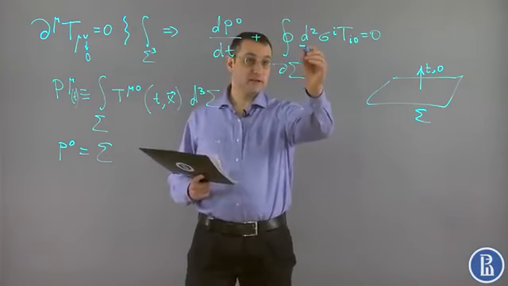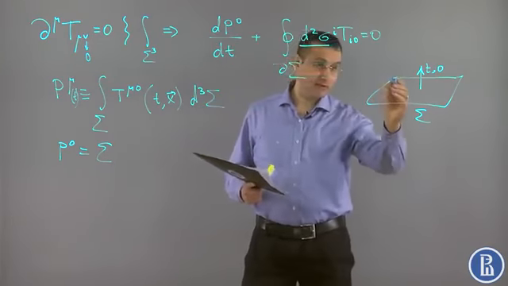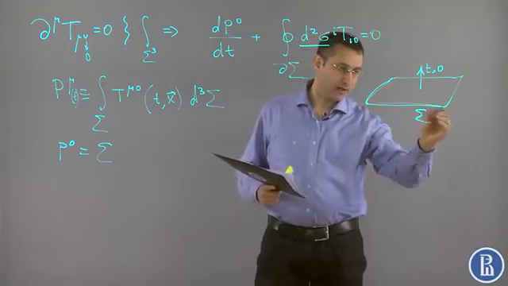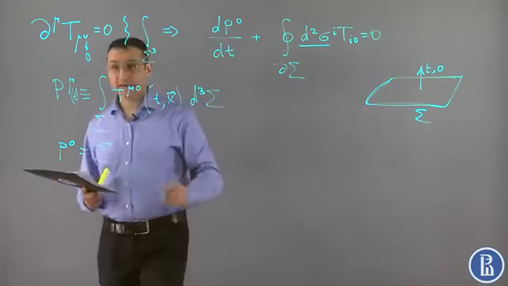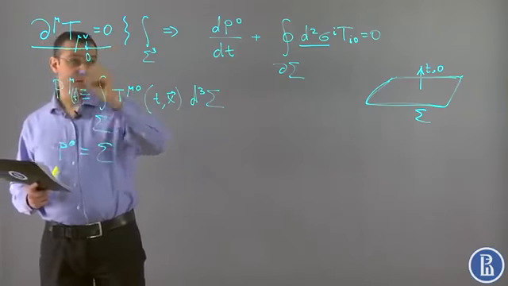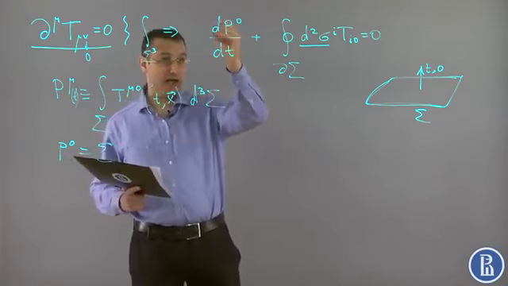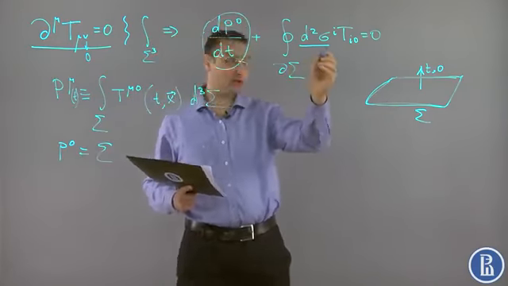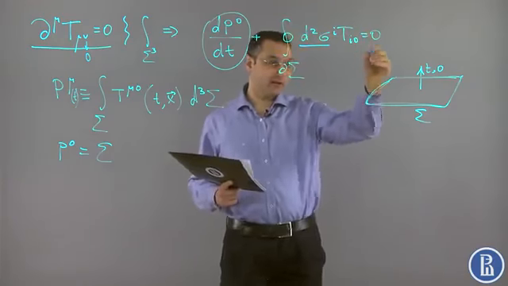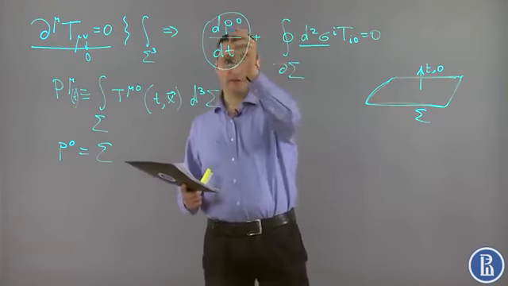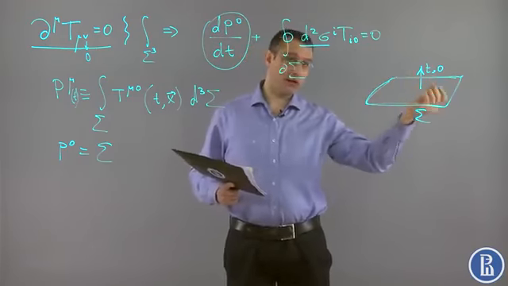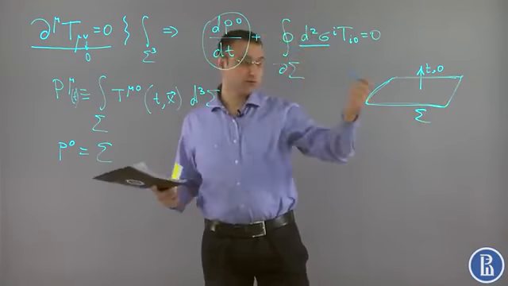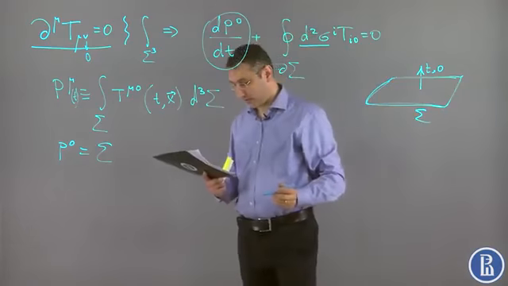And this is the area element at the boundary of this surface sigma. So this law establishes actual conservation of this quantity. If there is no energy flux through the boundary, it is conserved in this region. If there is energy flux going out, energy is reduced. If in, energy is increased.